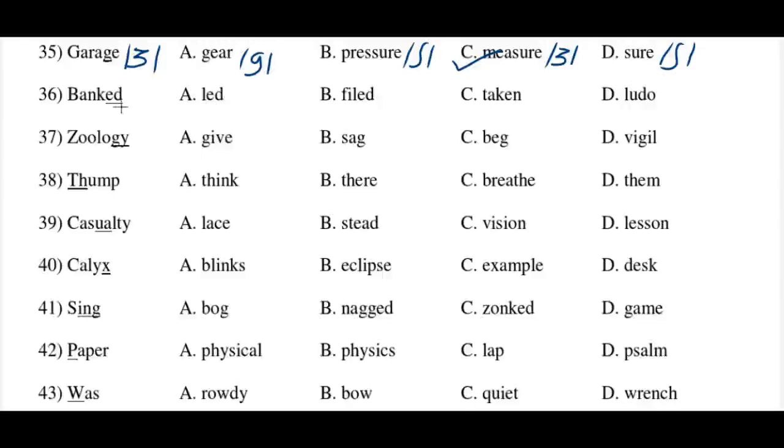Then we have 36, banked. This ed is pronounced as t. So this kt, ked is kt, banked. So option A, led, out of place. Option B, filed, out of place. Option C, taken. It contains t's. And option D, we have ludo, out of place. So the one that contains t's is taken, because this is banked. The ed is t's. So taken is the correct answer.